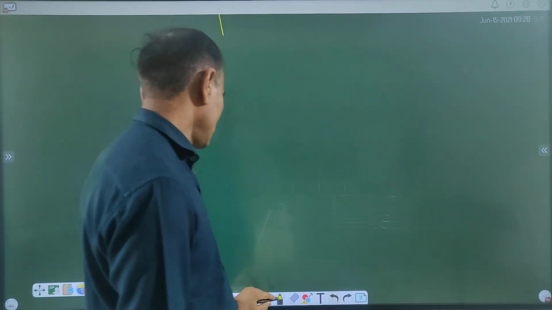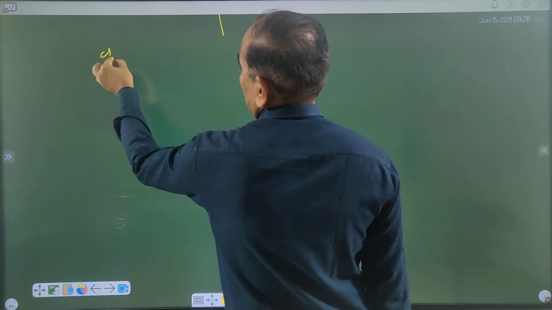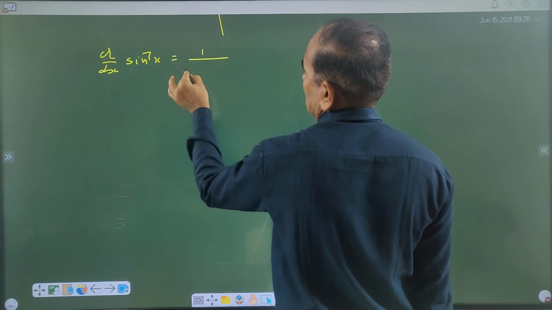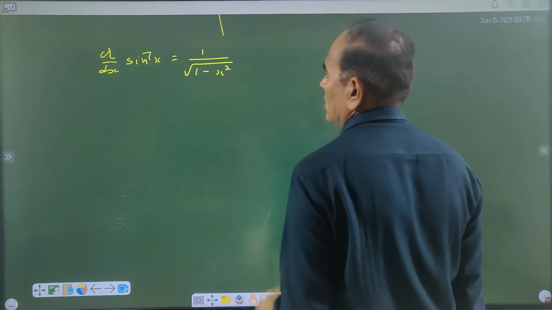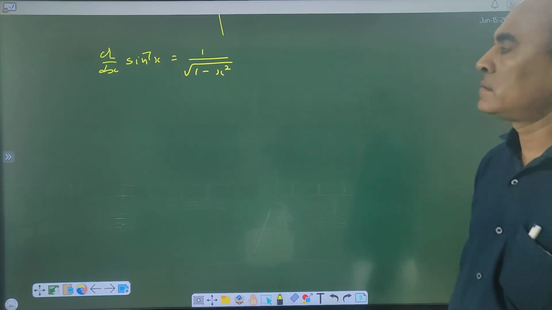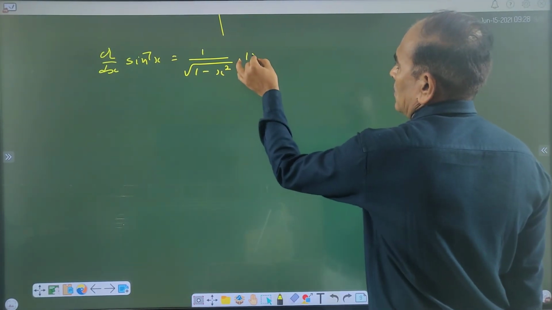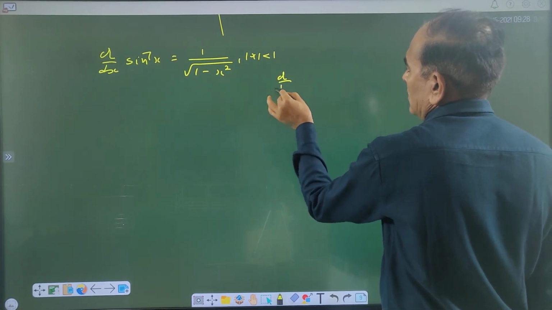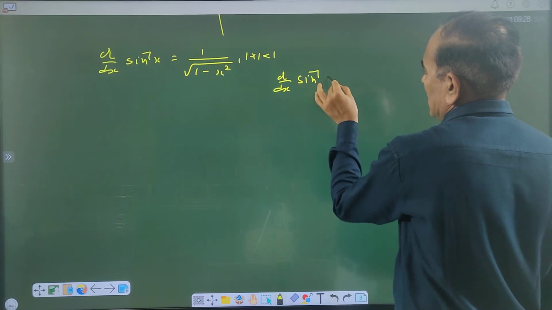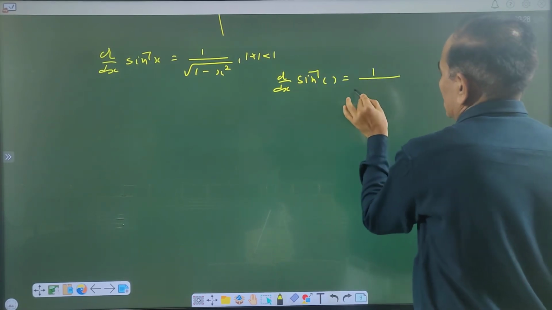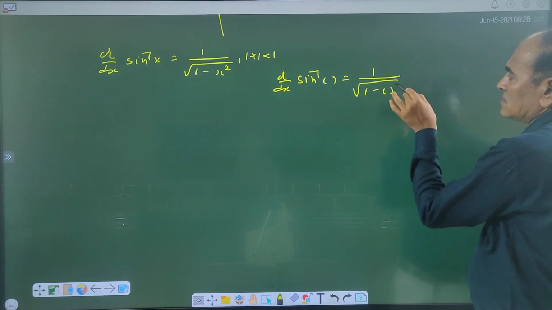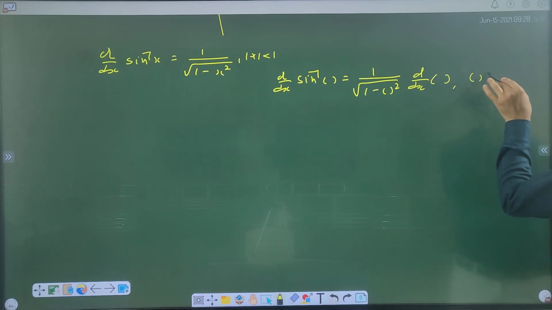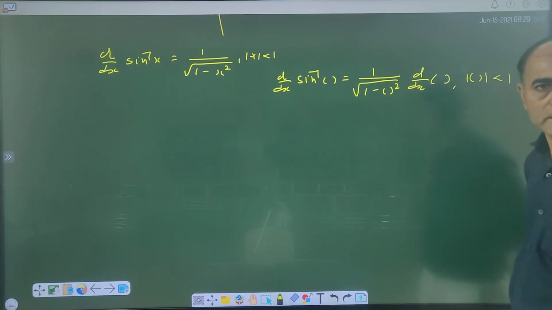See, d by dx of sine inverse x is nothing but 1 upon under root 1 minus x square, mod x less than 1. But how are we going to remember it? D by dx of sine inverse of some function is 1 upon under root 1 minus some function square, into d by dx of that function, where the magnitude of the function is less than 1.